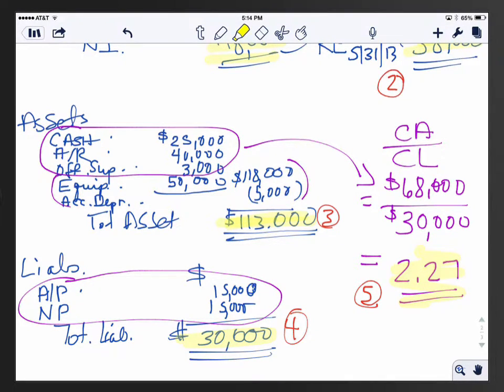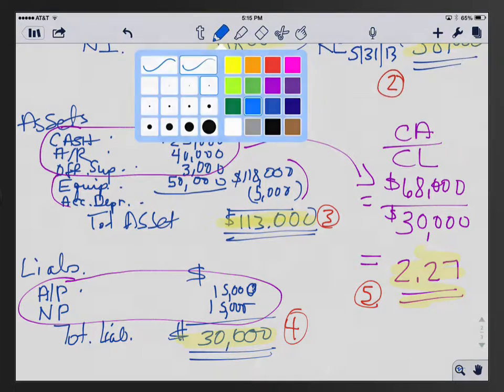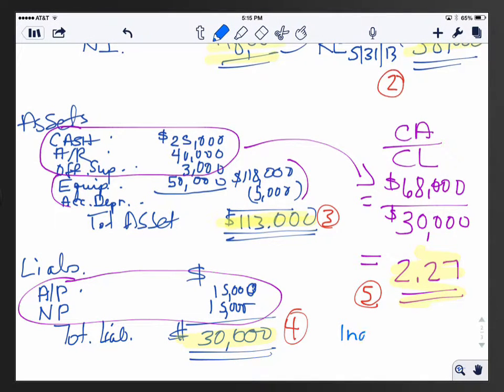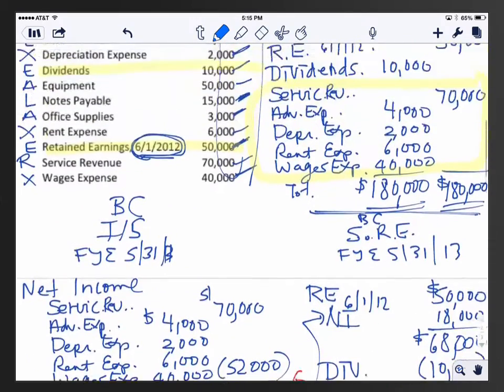We were asked in number 6, how does the company's current ratio compare to the industry average of 2.3? Well, if the industry average is 2.3, then the company's just a hair below that. Not a huge amount, probably not significantly different, but just a hair below the industry average. It's right around the industry average. So that's the solution for the Brownell Company.